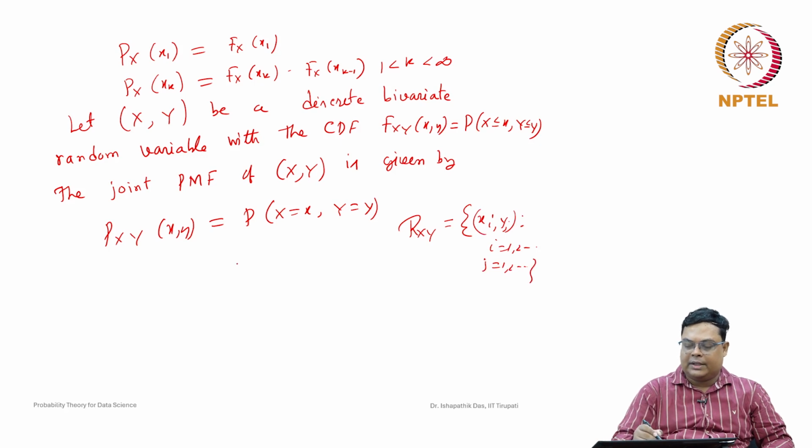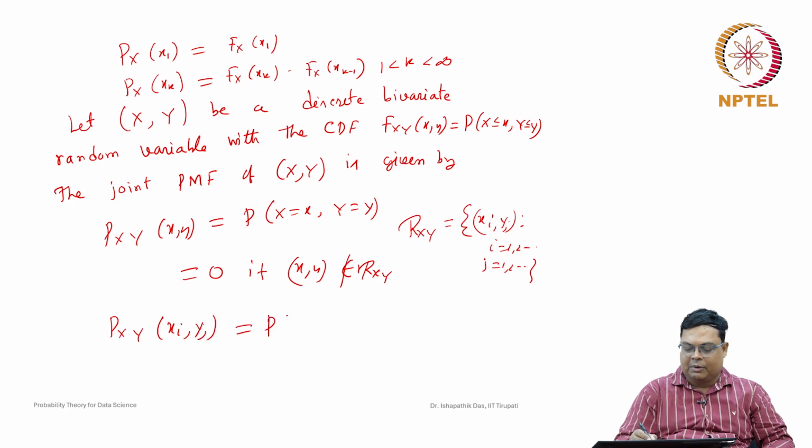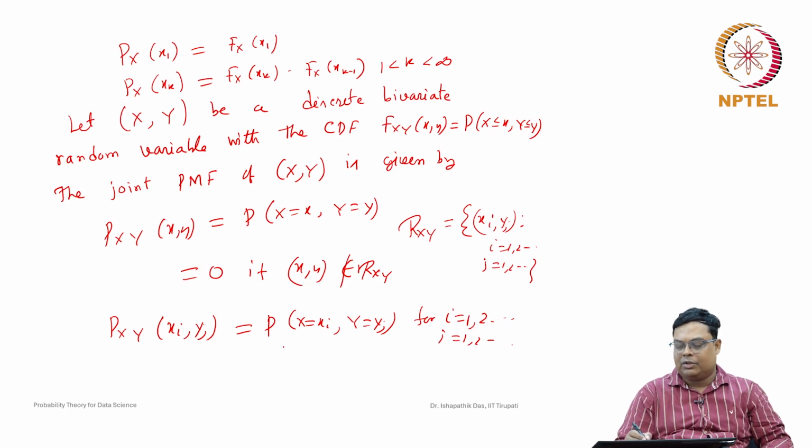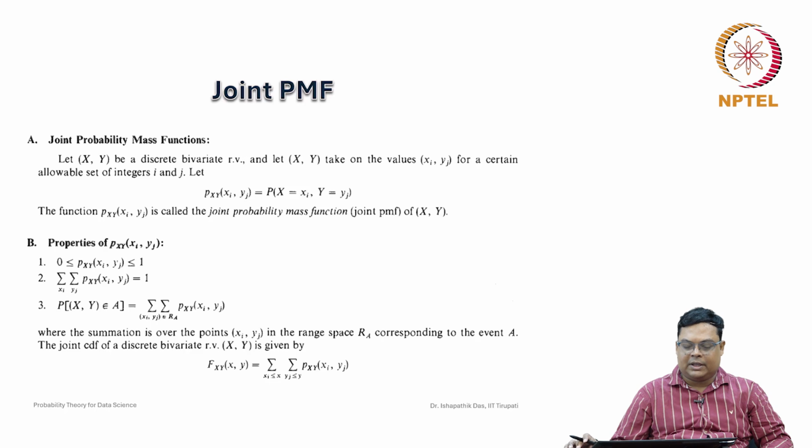So, this is equal to 0 if (x, y) does not belong to R_XY, and it is actually non-zero otherwise. That is why we can write P_XY(x_i, y_j), which is nothing but the probability that X is equal to x_i, Y equal to y_j, for i equal to 1, 2, and j equal to 1, 2. For any other values of x_i and y_j, this will be 0. So, that is the probability mass function defined here: P_XY(x_i, y_j) equals the probability that X equals x_i, Y equals y_j, and the function P_XY(x, y) is called the joint probability mass function.